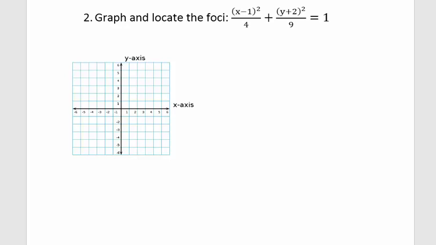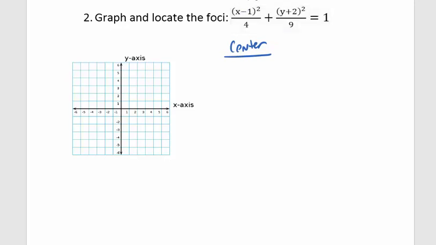All right, now let's try to graph an ellipse that has been shifted. So again, we're going to graph the ellipse and find the foci. So go ahead and pause your video player now and graph this ellipse, and when you get done, hit play to see how you did. All right, let's take a look. So first thing we need to do is identify the center.